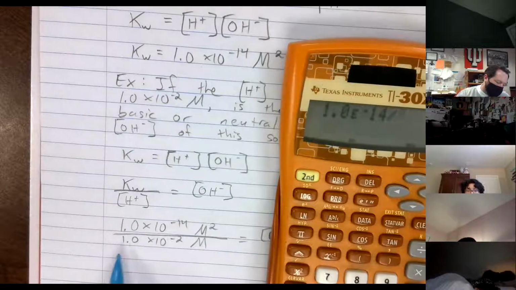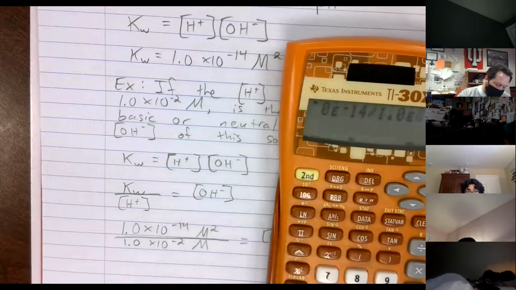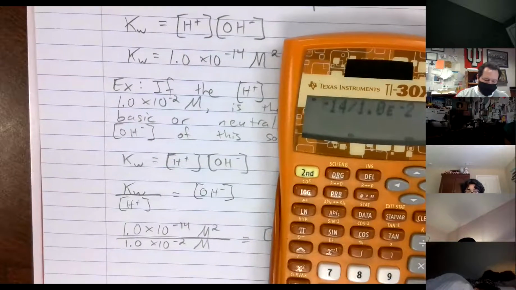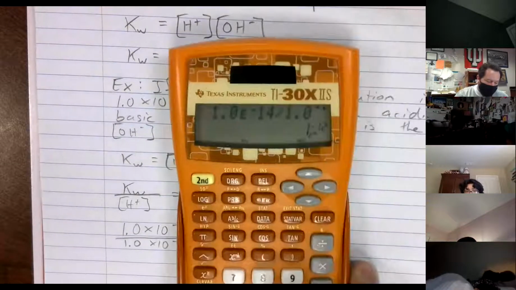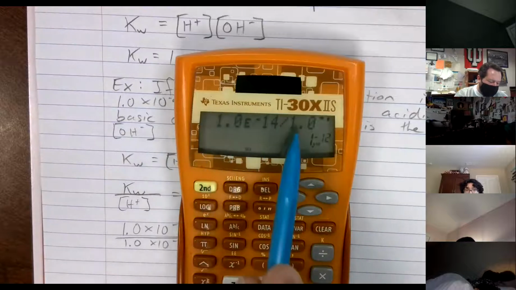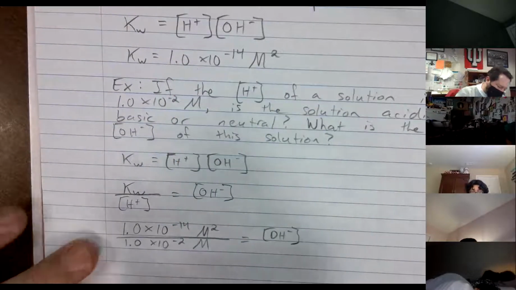And then I hit divided by. And I'm pretty much going to do the same thing on the bottom. 1.0, second big E, negative 2. Press the compute button, and there we go. We have to be a little bit smarter than our calculator, though. We have 2 significant digits. Our calculator is only reporting 1. So my final answer here.